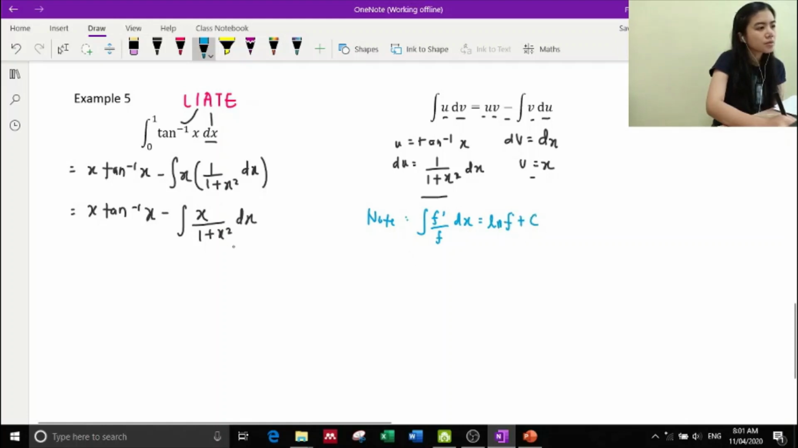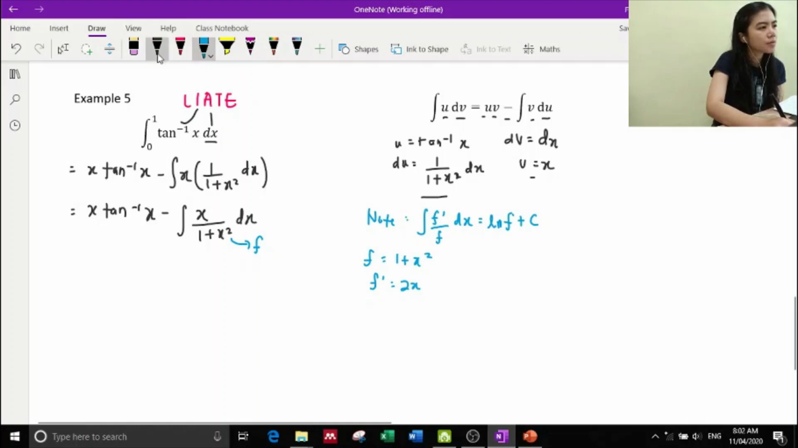We look at this one, this is basically your function f. My f is 1 plus x squared. If I want to use this formula, what's supposed to be my f prime? Your f prime is supposed to be this 2x, but what you have here is only x at the top. So what we can do, just say we can use this formula.